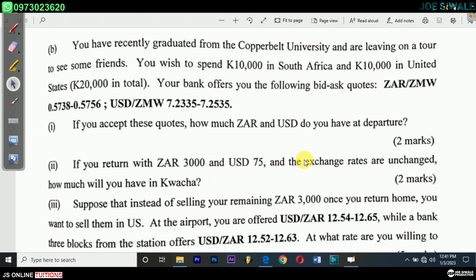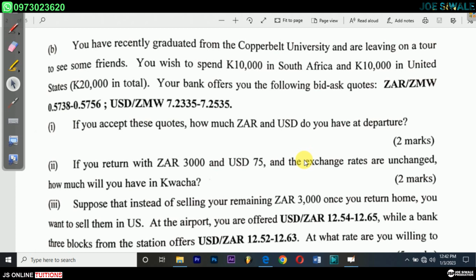So question 1B reads: you have recently graduated from the Copperbelt University and you are going on a tour to see some friends. You wish to spend 10,000 kwacha in South Africa and 10,000 kwacha in the United States. That gives a total of 20,000 kwacha. Your bank offers you the following bid-ask quotes. So we have the relationship between the South African rand and the Zambian kwacha. We also have the relationship between the United States dollar and the Zambian kwacha. Lemma number 1 reads: if you accept these quotes, how much South African rand and United States dollar do you have at departure?